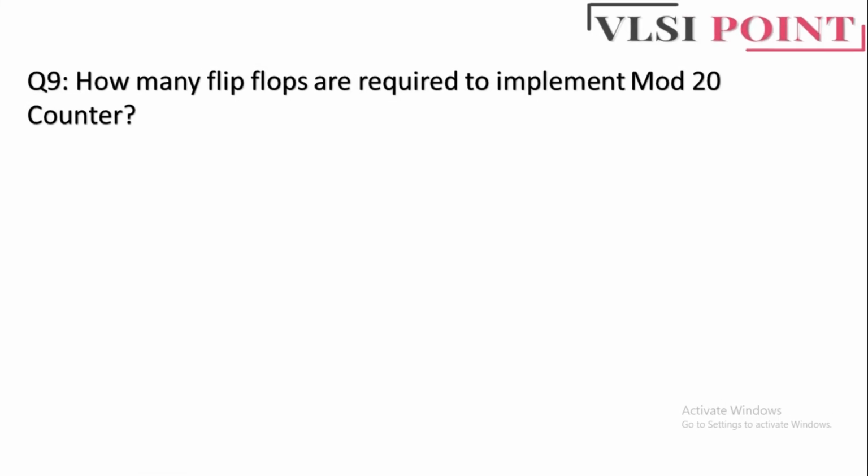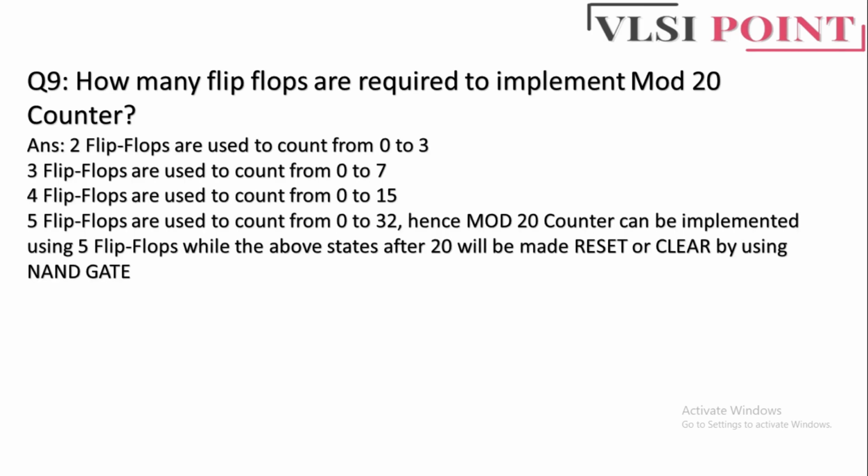Next question is, how many flip-flops are required to implement a mod 20 counter? 2 flip-flops can count from 0 to 3. 3 flip-flops can count from 0 to 7. Similarly, 4 flip-flops can count from 0 to 15, and in case of 5 flip-flops, it will count from 0 to 32. But what we want is a mod 20 counter, which is in between 15 and 32. So to implement that, obviously we need 5 flip-flops. Because in case of 4 flip-flops, it will count till 15 only, and we want till 20. So 5 flip-flops are required.